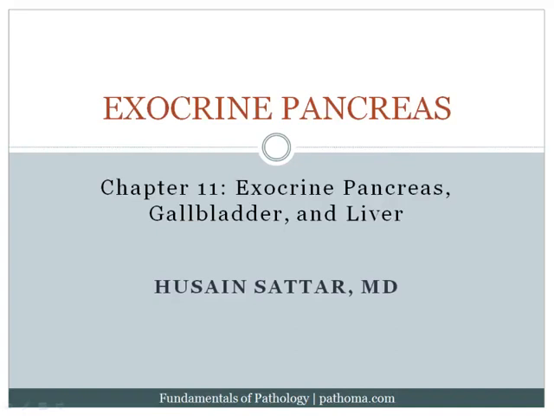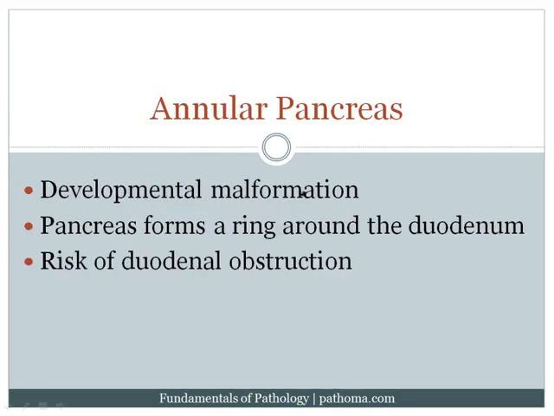Okay, welcome to Chapter 11, dealing with the exocrine pancreas, gallbladder, and liver. We're going to begin with the exocrine pancreas. Now remember that the pancreas is sort of two organs in one. There's an exocrine pancreas that's going to produce the enzymes necessary for digestion, while there's also an endocrine pancreas which would secrete hormones into the blood. In this particular chapter, we're only going to discuss the exocrine pancreas, and we'll leave the endocrine pancreas for the endocrine chapter. The first disorder is annular pancreas.